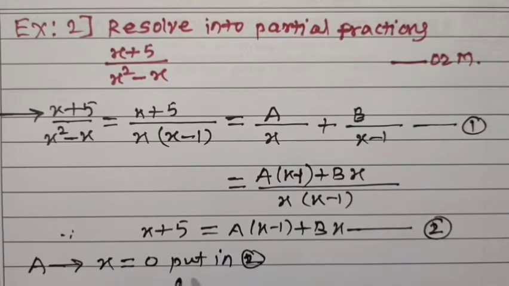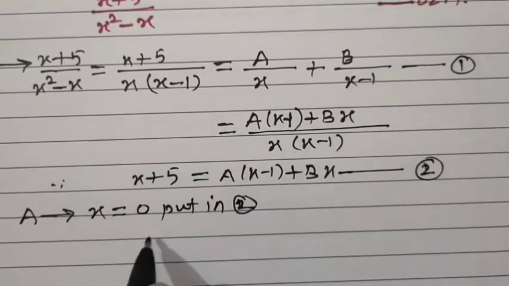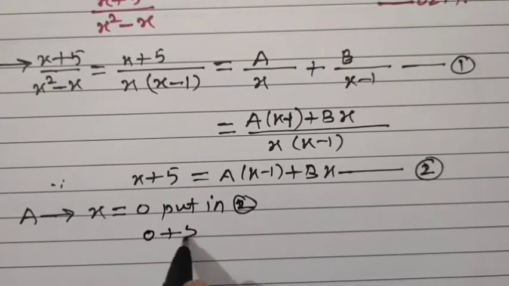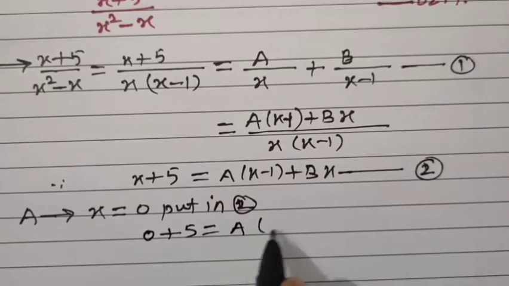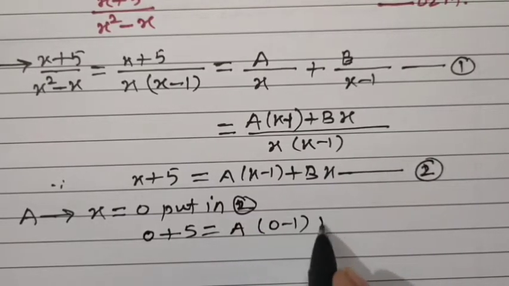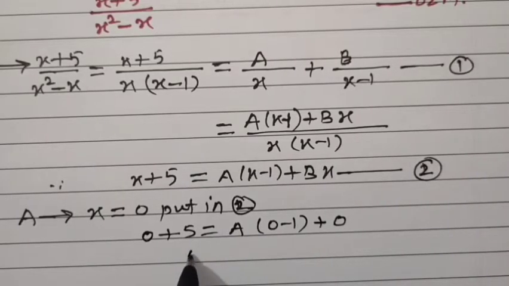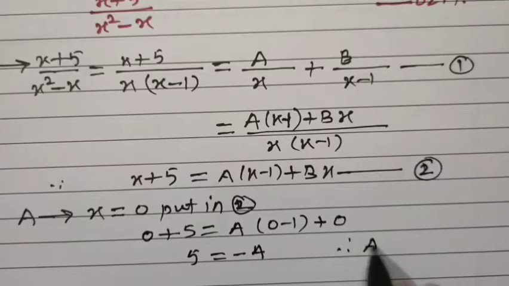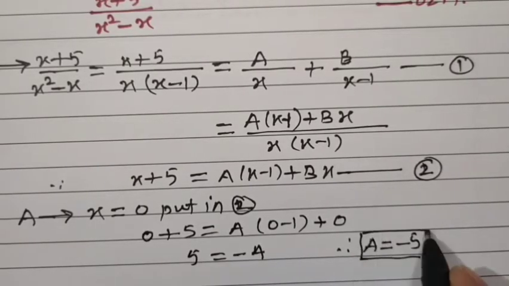Put x is equal to 0 in equation 2 here. Hence we can write 0 plus 5 is equal to a into 0 minus 1 plus b into 0, that is 0. Hence 5 is equal to minus a. Hence a is equal to minus 5. This is the value of constant a.